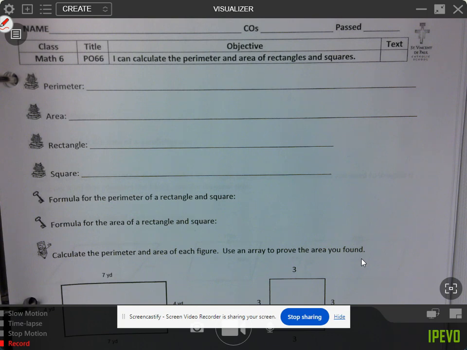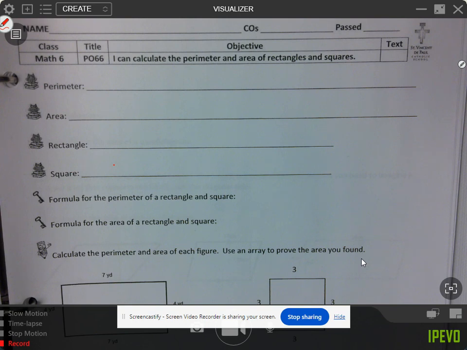Remembering a rectangle has 4 sides and 4 right corners, but it's not necessarily the same length, right? So it has to have those 4 right corners, but it could have 2 long and 2 short. A square has 4 sides and 4 right corners, but our sides are all the same length. So a square will always be a rectangle, but a rectangle is not always a square.